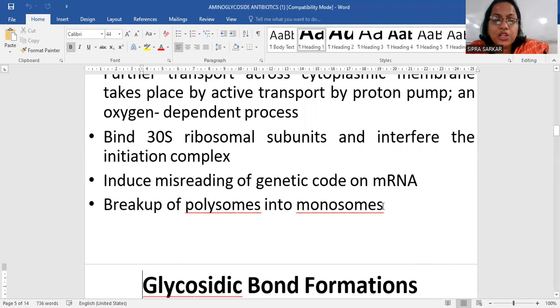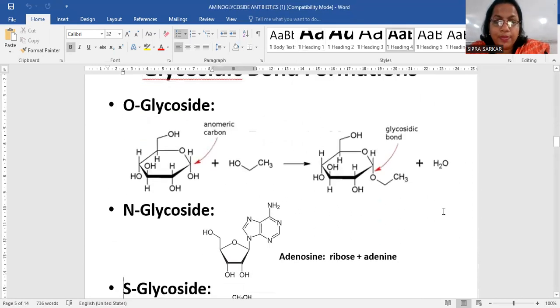They induce misreading of the genetic code on the mRNA and breakup of polysomes into monosomes. That means the mRNA will not be created properly, and as a result, the polymer of the DNA or RNA will be broken. As a result, the polysome will not be formed, monosomes will be formed. Smaller fragments will be produced, so that will not create the DNA or RNA.